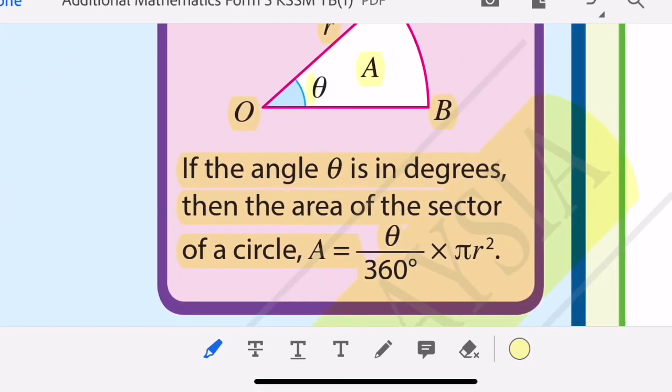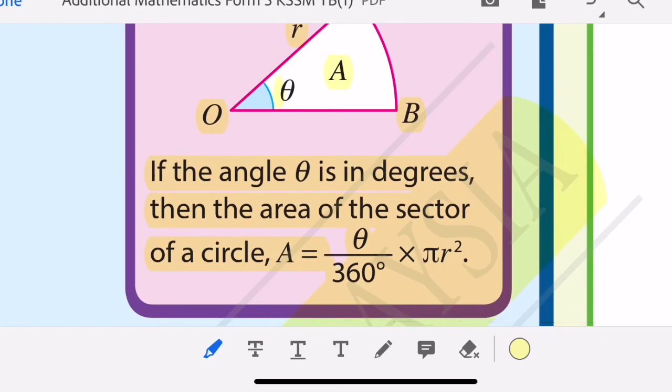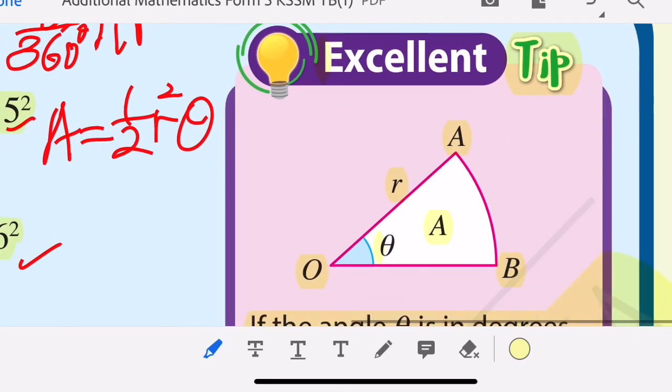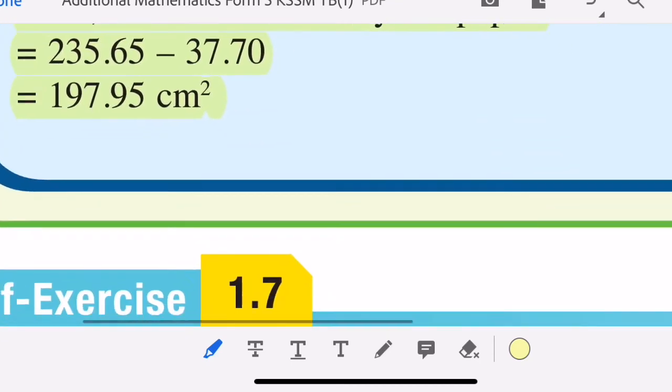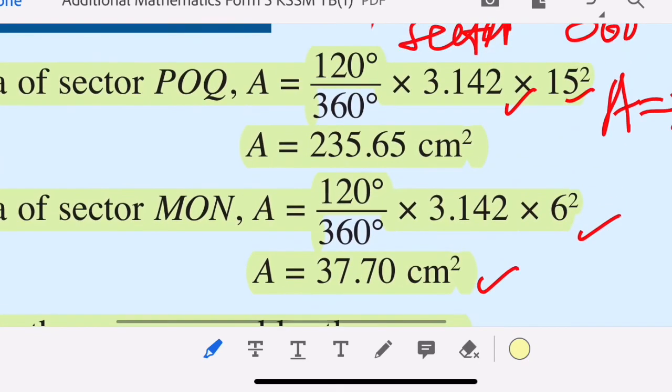Remember, if the angle theta is in degree, then the area of the sector can be found using this formula. It's a Maths formula, right? This is an excellent tip. So you can always use a formula in Maths, or another alternative, to double check.